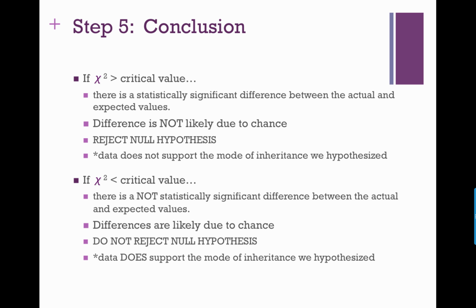So I hope you see that this chi-squared test is a statistical tool that you can use to see if the results that you get from experimentation are close enough to what you hypothesized from the Punnett square. If the chi-squared value is less than the critical value, you're good.